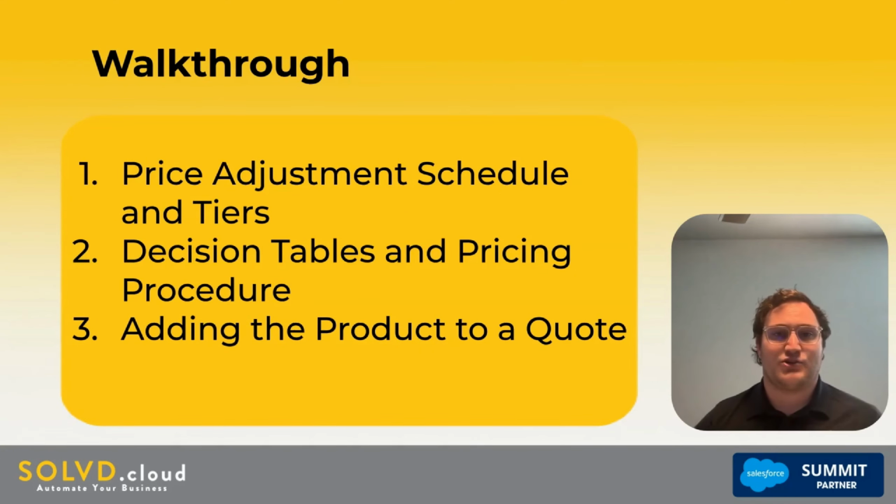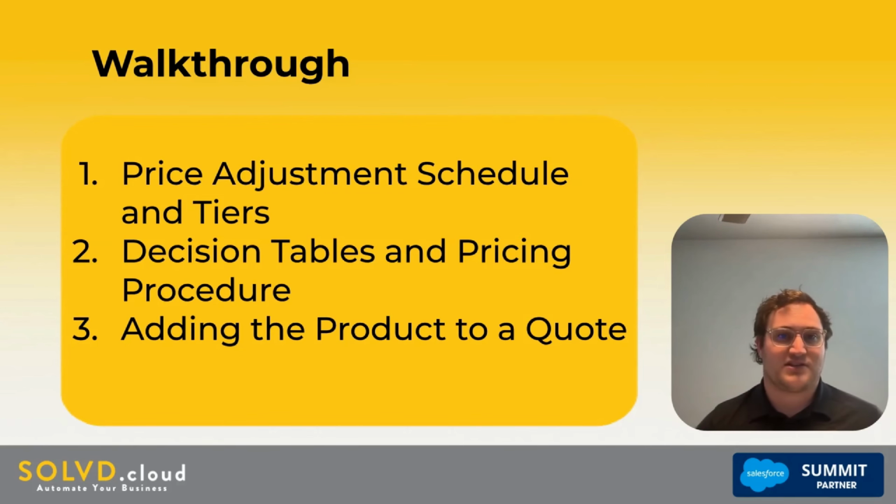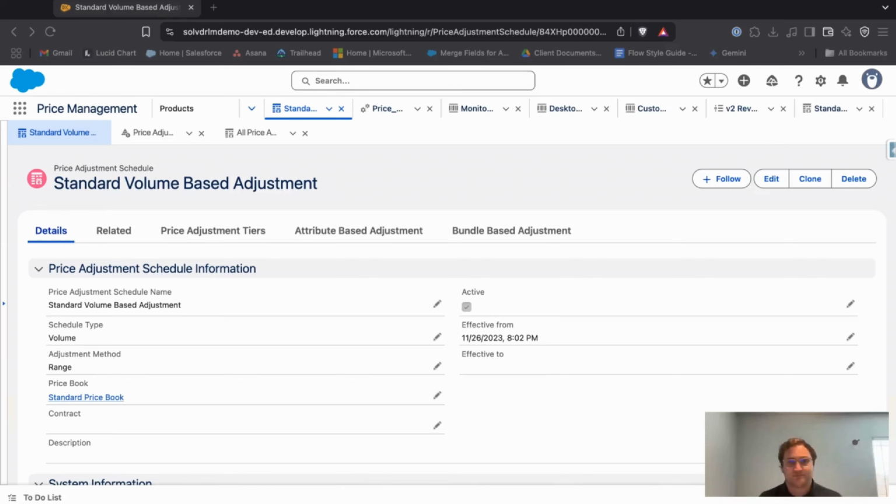Now, let's get into a quick demonstration. In my Salesforce org, I've already set up a product, and I'll walk you through how I configured the price adjustment schedule and its tiers. Then we'll dive into the step of refreshing the decision tables and updating the pricing procedure. Finally, we'll see it in action by adding our product to a quote.